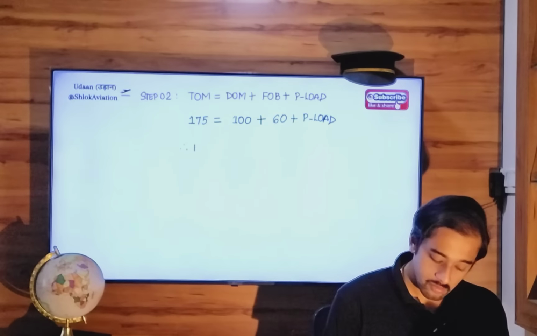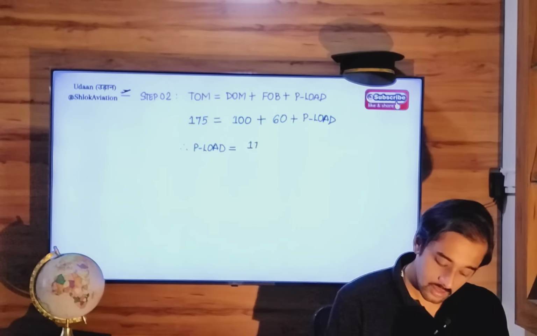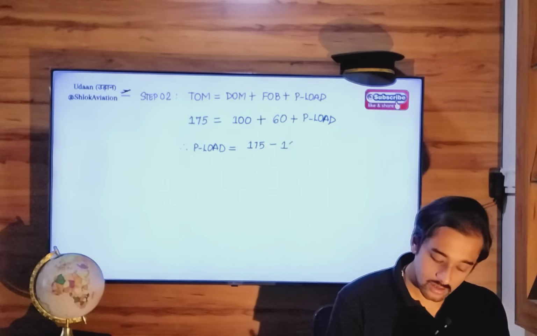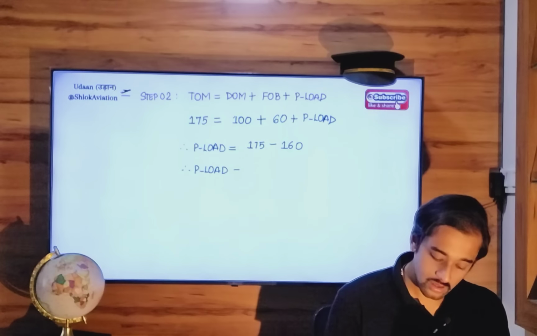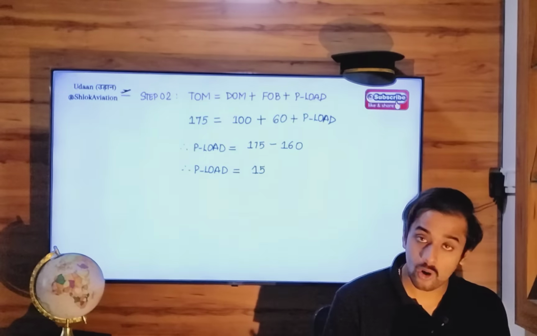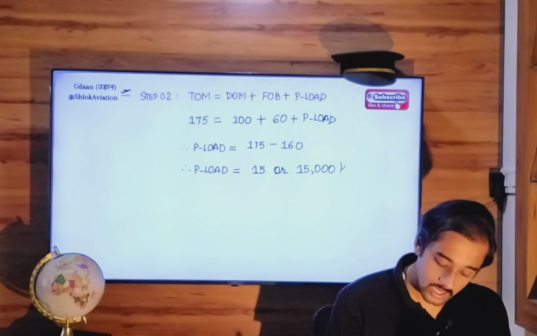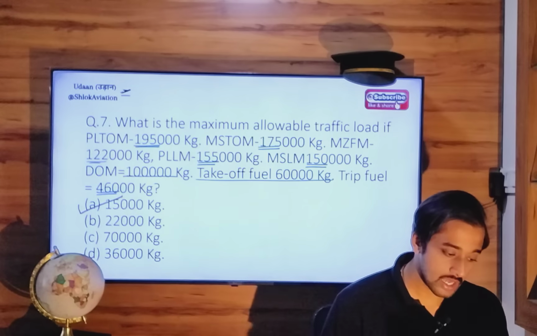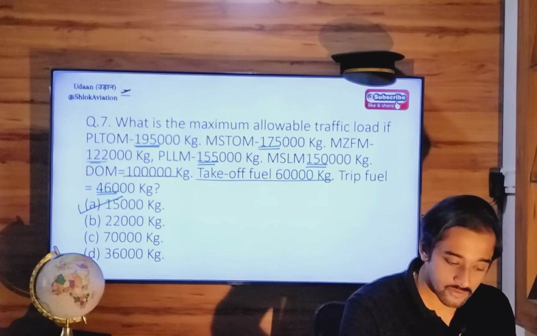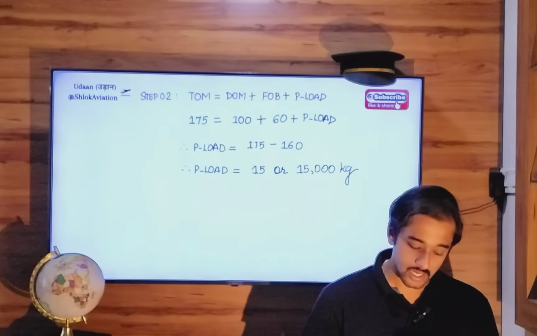Therefore, payload equals 175 minus 160. Therefore, payload equals 15, or 15,000 kg. So option A is the correct option, 15,000 kg. Let's go to question number 8.